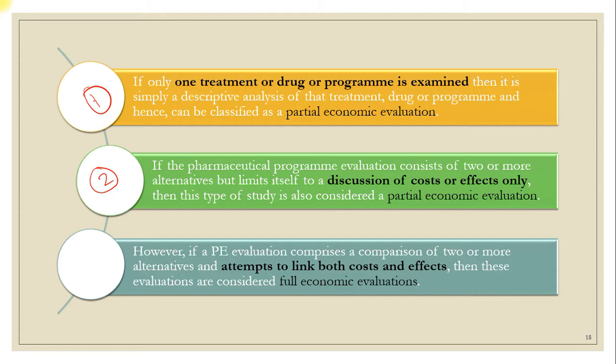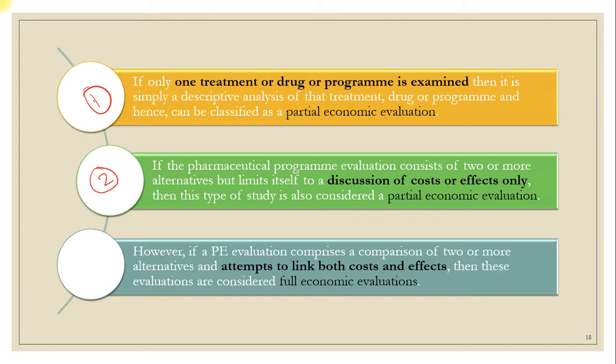We also have two or more alternatives in our hand, but we are only limiting ourselves to a description of either the cost or the effects of those alternatives. We are not linking the cost with the effects or the outcomes of those alternatives. We are only dealing with either of the criteria, either the cost or the effects of that particular alternative. So it also becomes a partial economic evaluation.